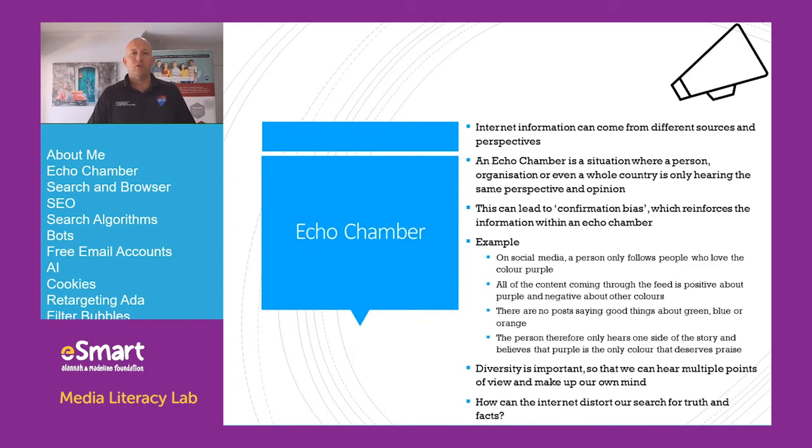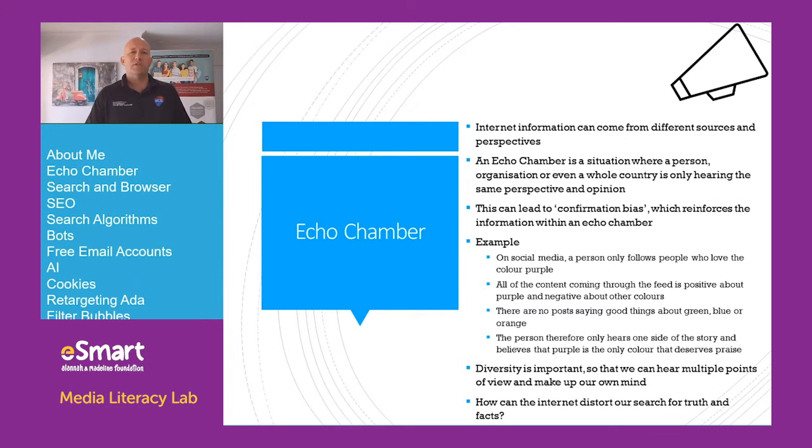Now today, I'm talking about the echo chamber, and specifically on the internet. Now, internet information can come from lots of different sources and perspectives. An echo chamber is a situation where a person, an organisation, or even a whole country is only hearing the same perspective or the same opinion. Now, this can lead to something called confirmation bias, which reinforces the information within the echo chamber.